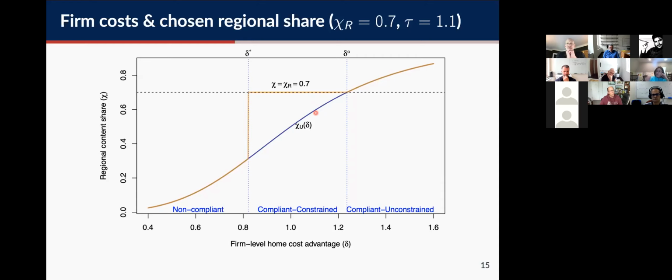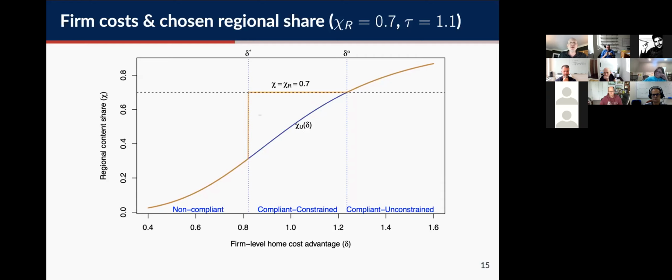Exactly. Yes. And when you allow for mobility of firms, then it is only the firms that are in between the two vertical lines, the old and the new, that potentially move. The other firms would have no incentives to move.